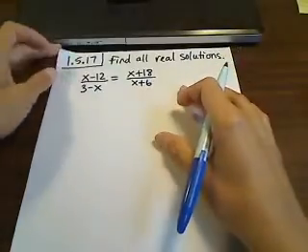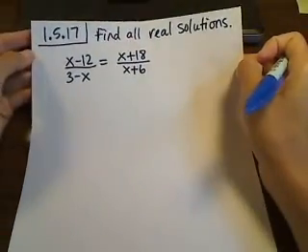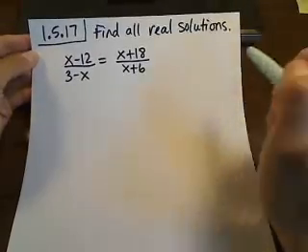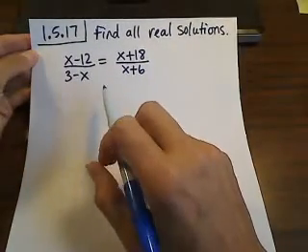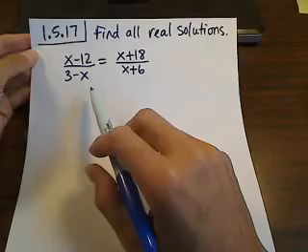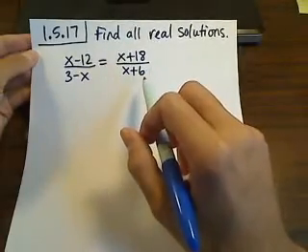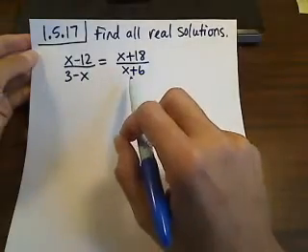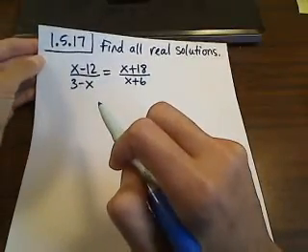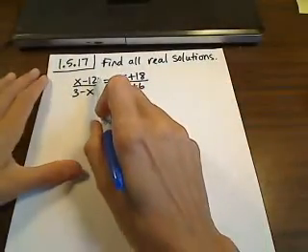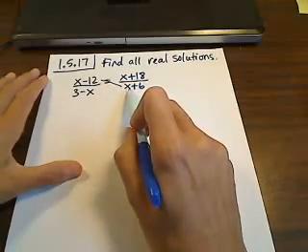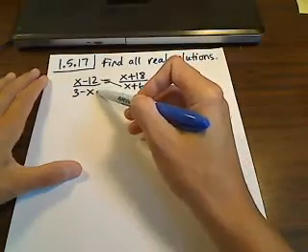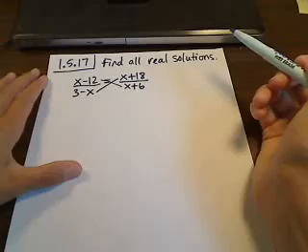Okay, so here's a problem asked over email 1.5.17, and they ask us to find all real solutions: (x minus 12) over (3 minus x) equals (x plus 18) over (x plus 6). So when we have one fraction equal to one fraction, we can cross multiply. That means taking this numerator times that denominator and setting that equal to this denominator times that numerator.